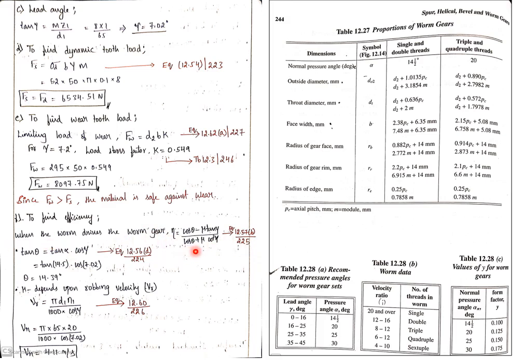So this is the efficiency formula from page number 225, where we have to consider that the worm drives the worm gear. Okay, where the worm drives the worm gear. If it has been given in the question, no problem, you can take it directly. Or if it has not been given, you consider the worm drives the worm gear. Okay.